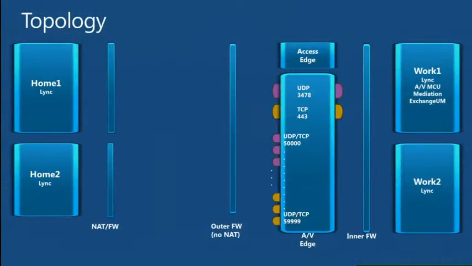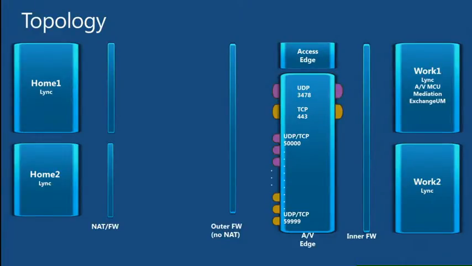Now let's talk about different possible call flows. The topology we will use for this part has on the very left side home users. There's home user 1 and home user 2. They sit behind NAT or firewall. Then there on the right side is our company environment. So we have, again, the Access Edge server and the AV Edge server. There's an outer firewall and an inner firewall.